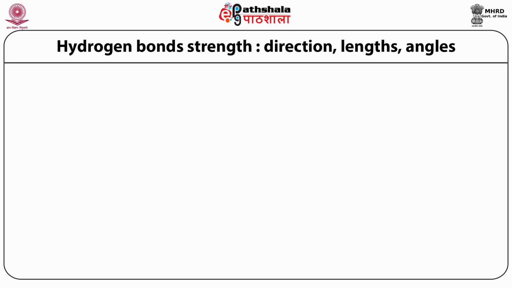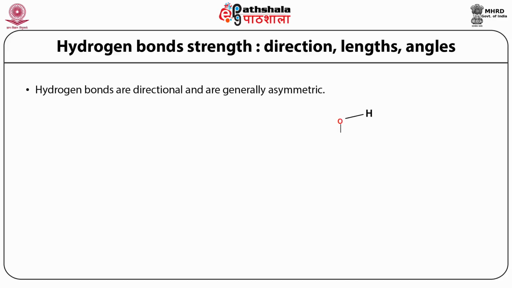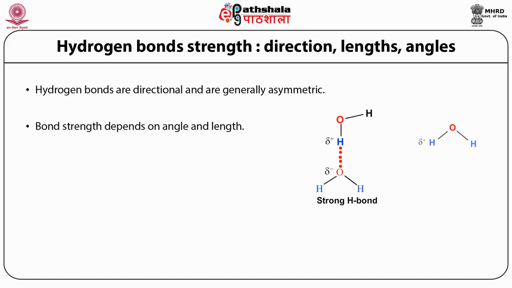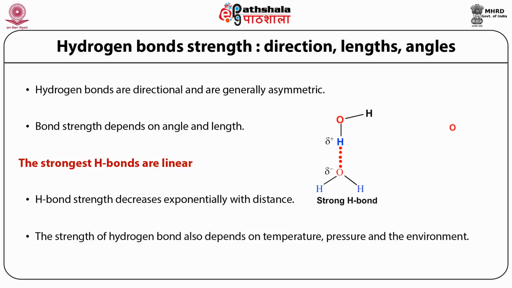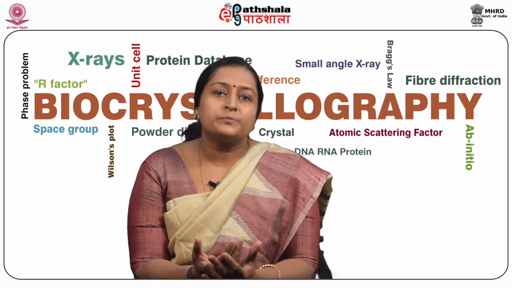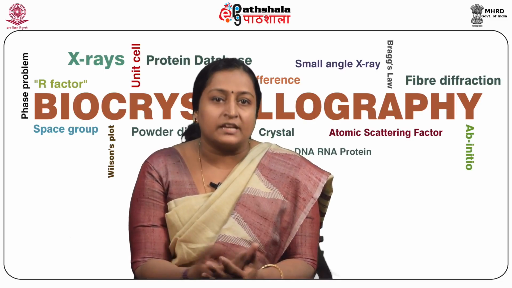So the strength of the hydrogen bond depends on various parameters like the direction, length, and the angle between donor, hydrogen and acceptor. Hydrogen bonds are highly directional and they are generally asymmetric. The bond strength depends on the angle and the length. The strongest hydrogen bonds are generally linear and the strength decreases exponentially with the distance. Also, the strength of the hydrogen bond depends on temperature, pressure, and the environment. Let's see the various perspectives of hydrogen bond by different scientists all over the world.